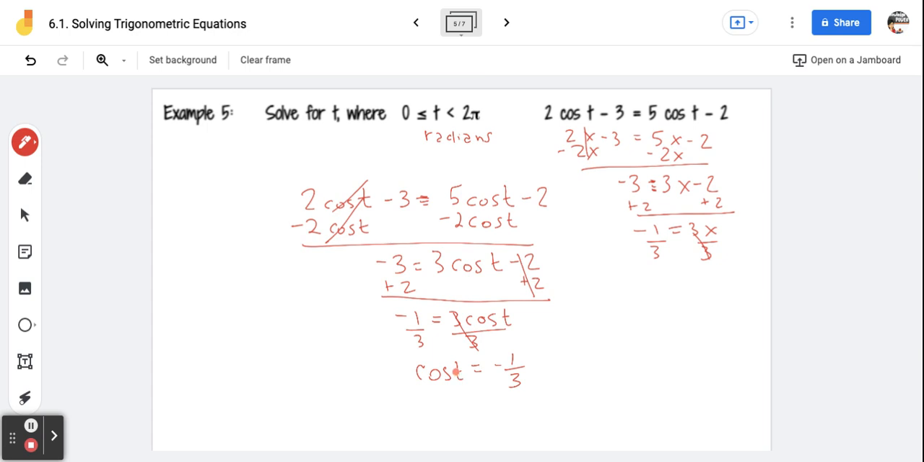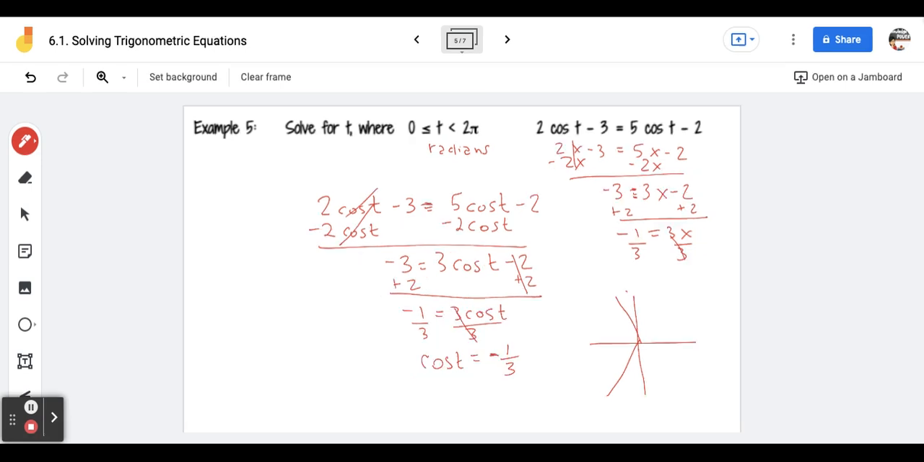All right, now, that's not a common one. We don't know where cosine equals negative 1/3 off the top of our head. I would have to use my calculator, so I need to inverse cosine. Let's figure out where that falls. I know cosine's negative in quadrants 2 and 3, so it's going to be some angle here and here. So let me click over here and take inverse cosine of negative 1/3, and I get 1.91.